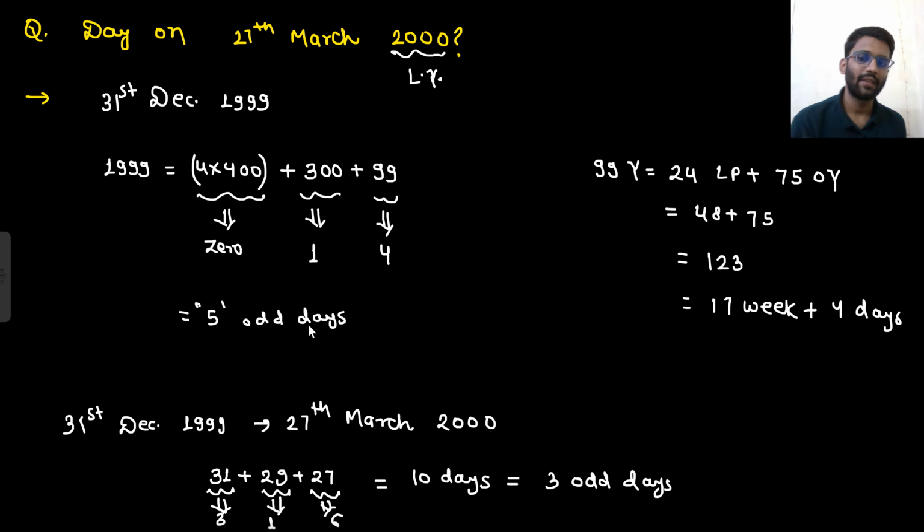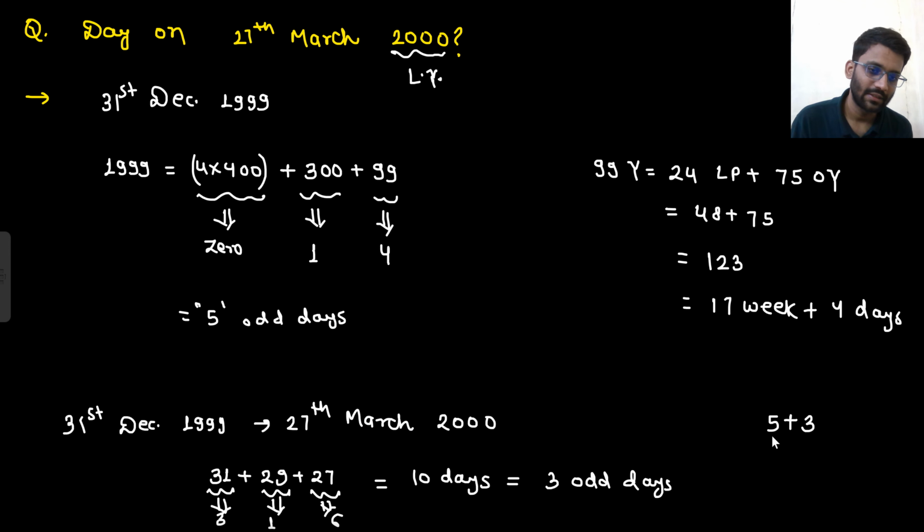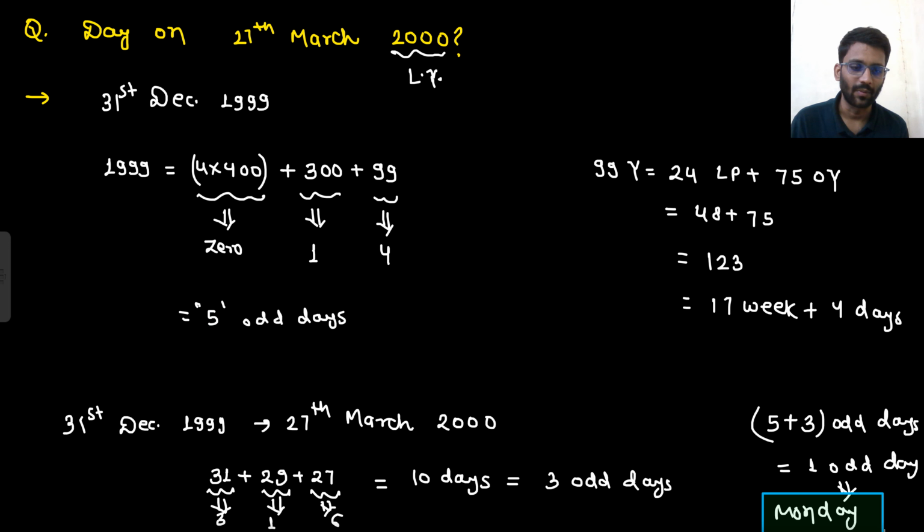So what are the total odd days you are having? 5 plus 3, 5 plus 3 odd days means 8 odd days. And what does 8 odd days show? 1 odd day. And what do you mean by 1 odd day? 1 odd day means it would be Monday. Your answer is Monday. Till now, you must be comfortable with all these kinds of problems, that on this particular day, it would have been Monday.